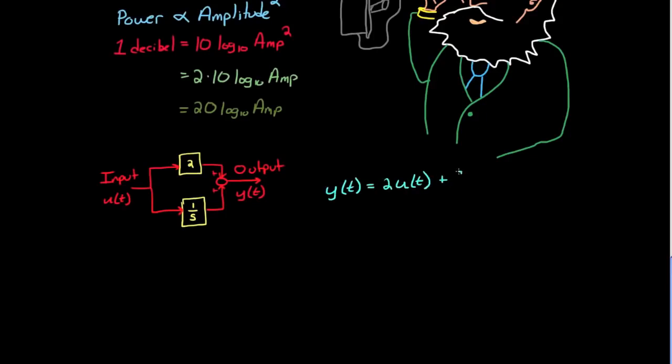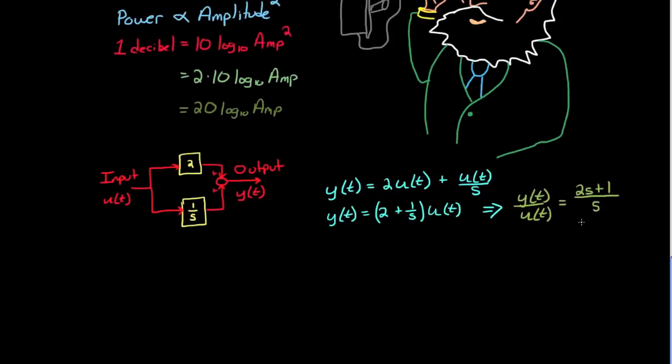The output y of t is equal to 2 times the input u of t plus u of t divided by s. A few algebraic steps here and you can solve for y of t over u of t, which is the transfer function, which is equal to 2s plus 1 divided by s. Recall that the Laplace transform s is a complex variable, sigma plus j omega.